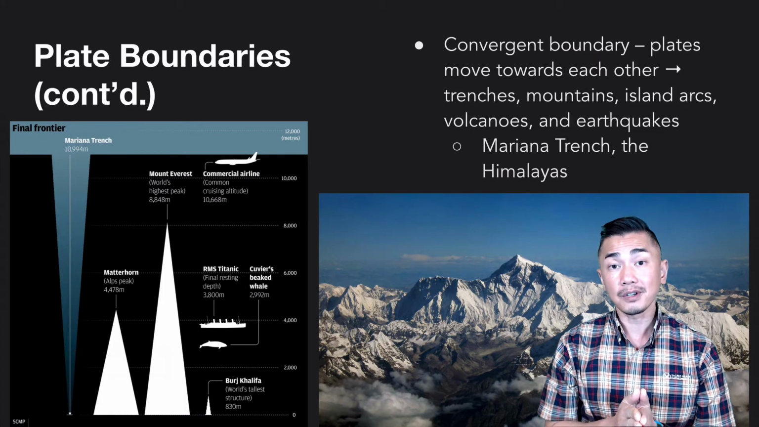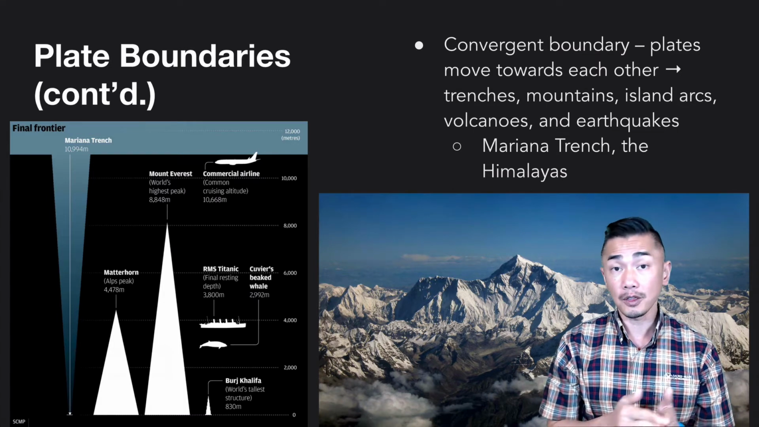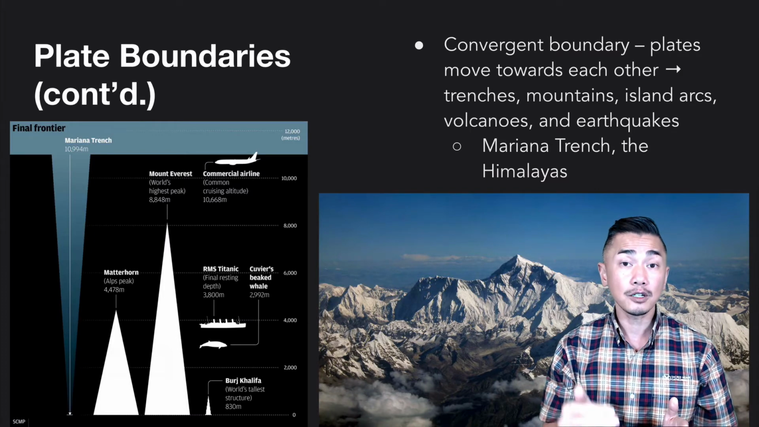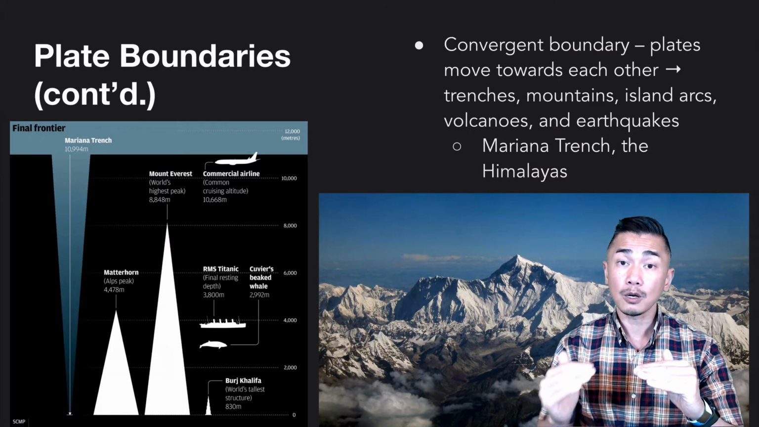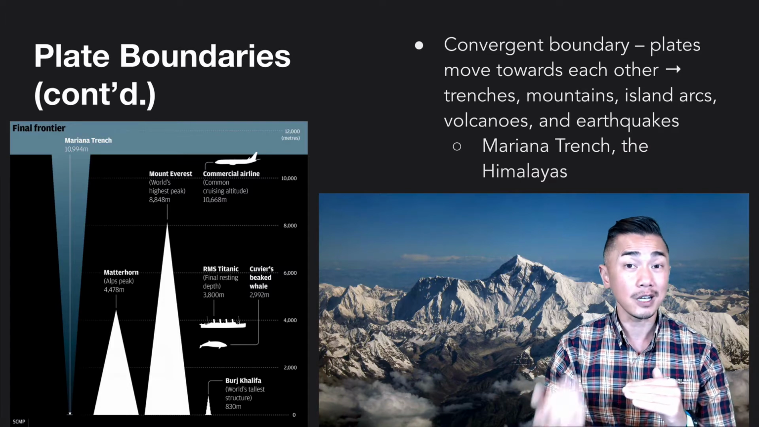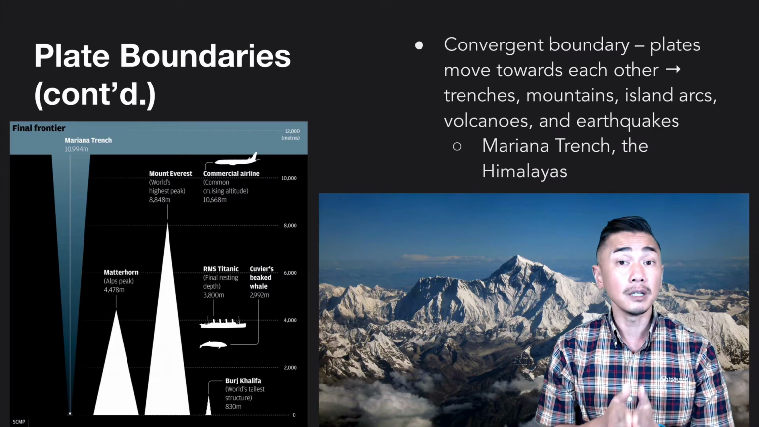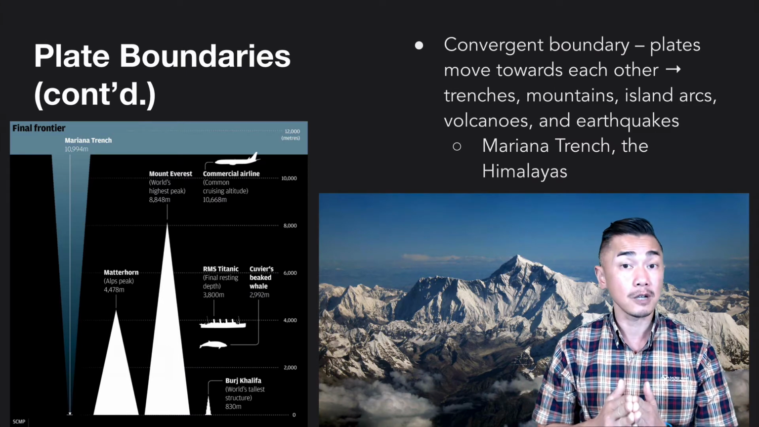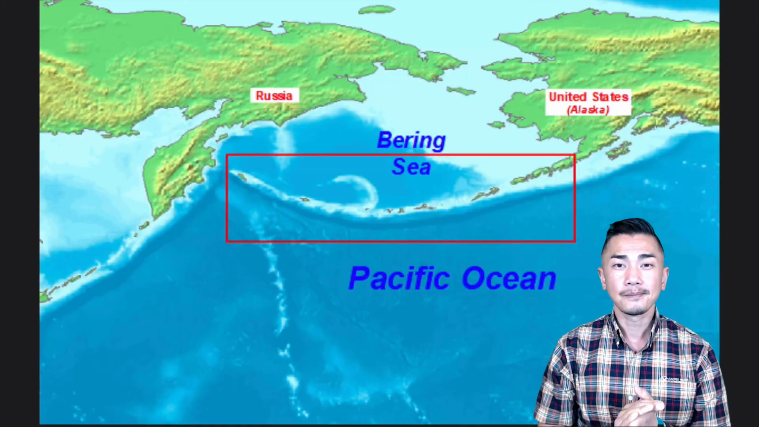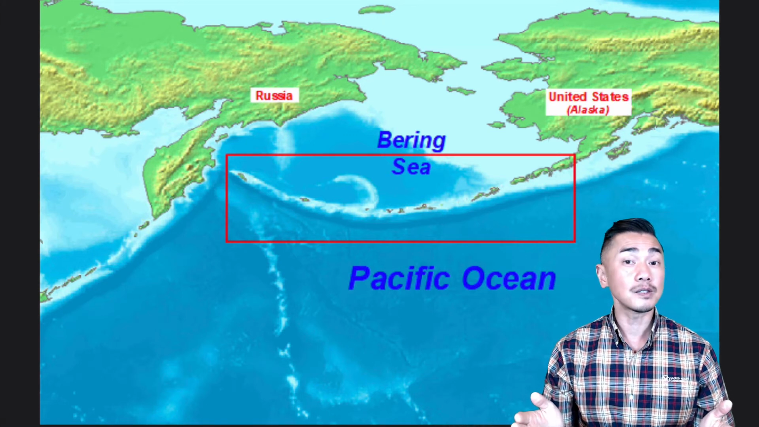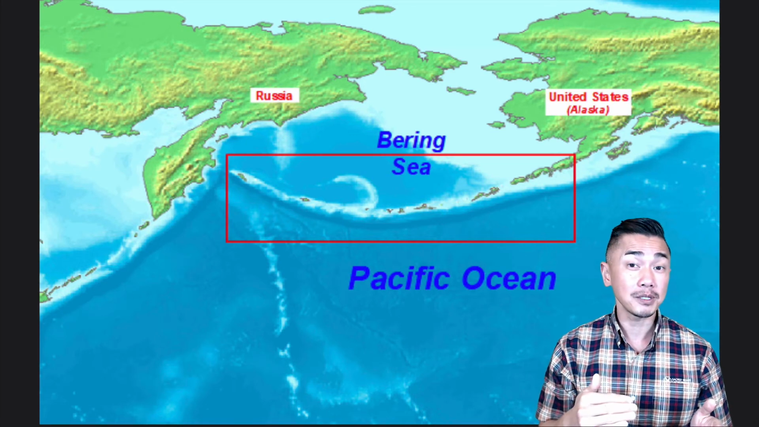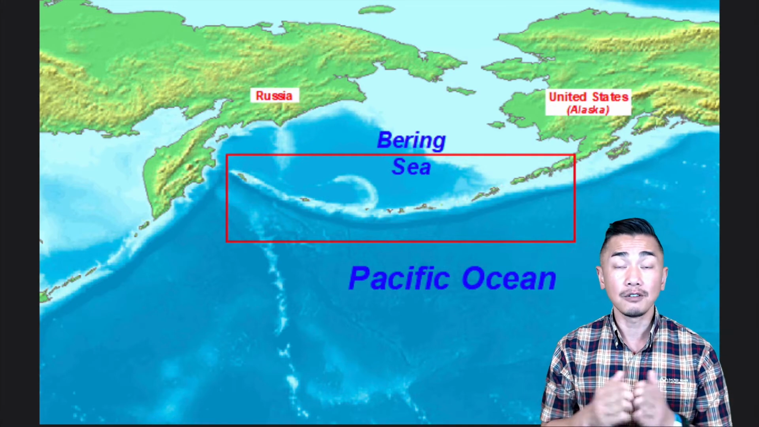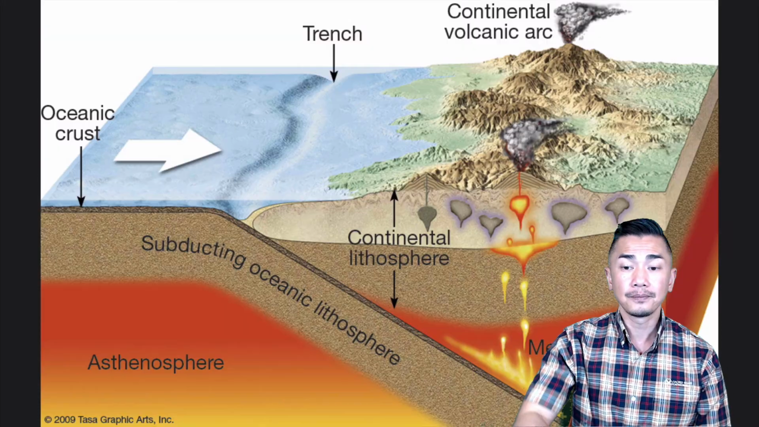Two examples of convergent plate boundaries are the Mariana Trench and the Himalayan Mountains. At the Mariana Trench, you have one plate going underneath another, creating the trench. In the Himalayas, you have two plates that meet and thrust upwards, creating the mountains. The Aleutian Islands that separate the Bering Sea from the Pacific Ocean are an example of an island arc created by a convergent plate boundary.